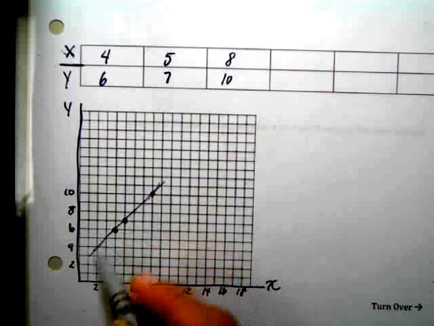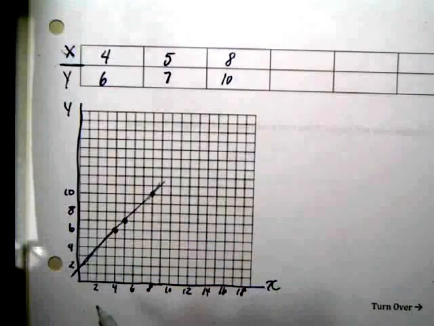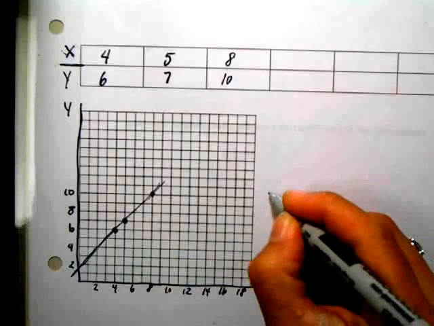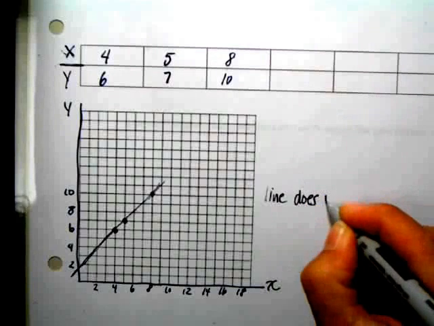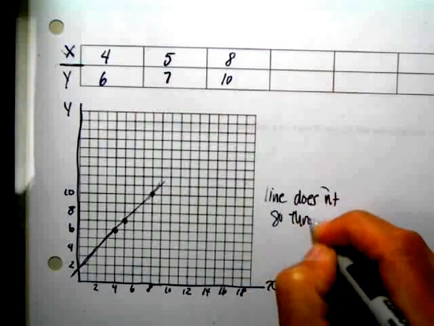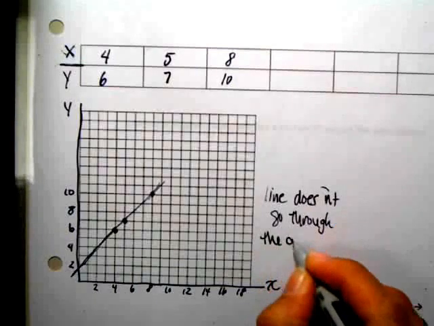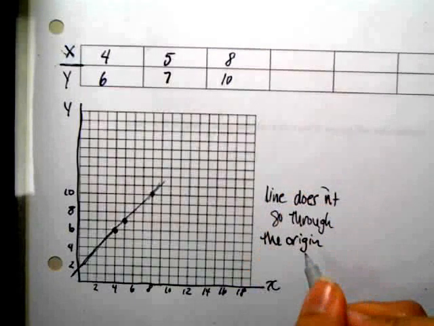But the second criteria for proportional relationships is that the line has to go through the origin, which this one does not. So I know that because the line does not go through the origin, this set of points is not proportional. Okay, so that's my justification for the answer.